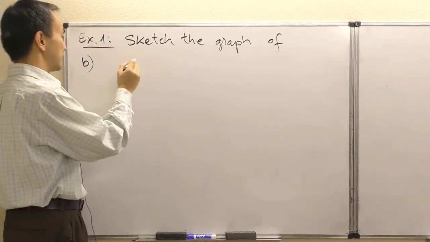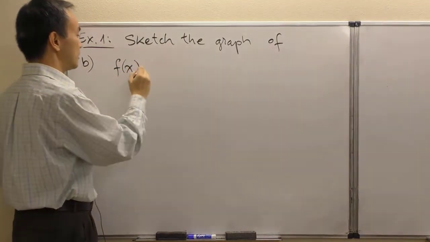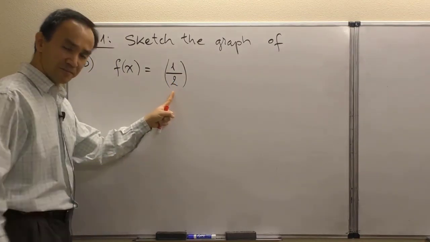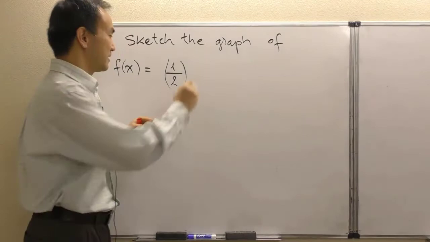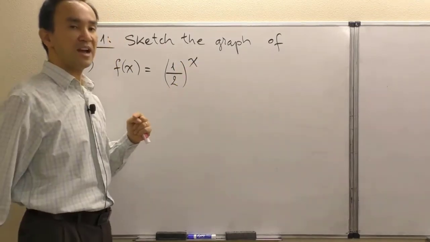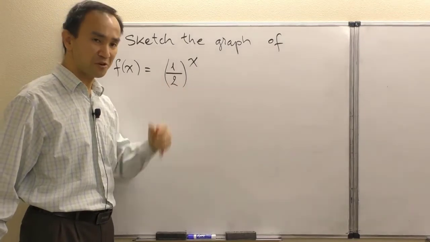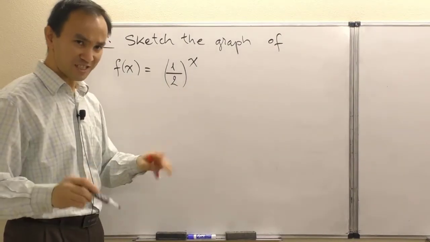So how about we sketch the function f of x equals, with the base here being 1/2. So a positive number, 1/2, as the base. I'm going to raise that base to the x power, so it's entirely an exponential function. Okay, so let's get the table of values.